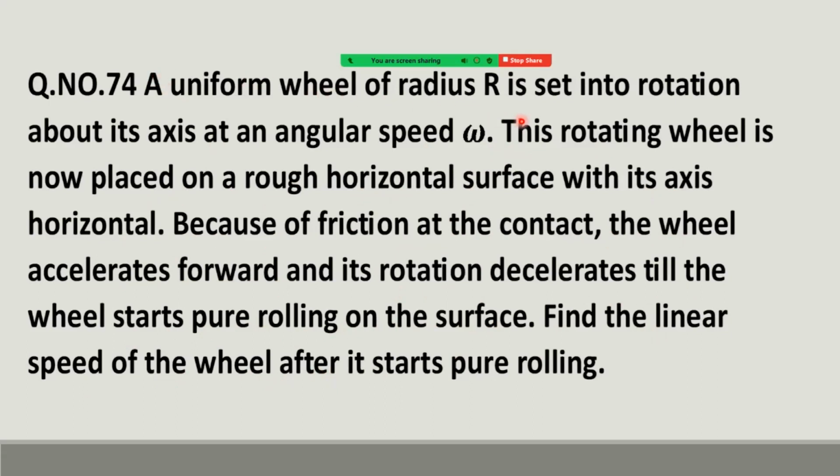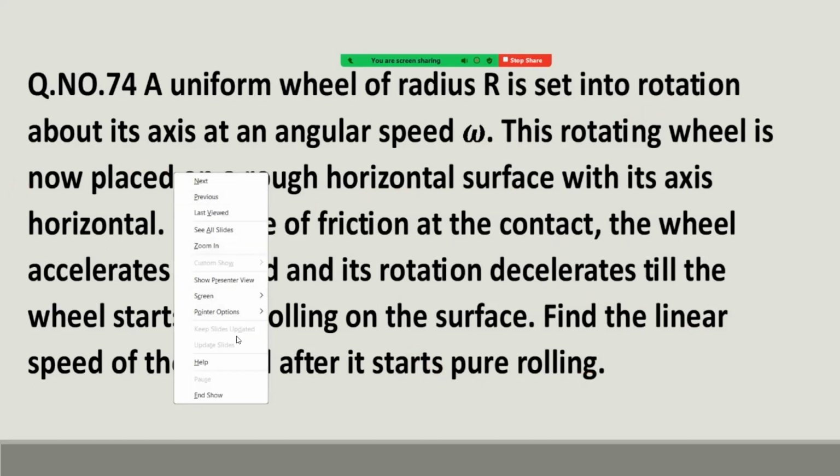So initially having only angular speed means having only rotation, right? Placing on a surface which is rough and horizontal. We have to find the speed when it starts pure rolling. Let us see how to solve it.